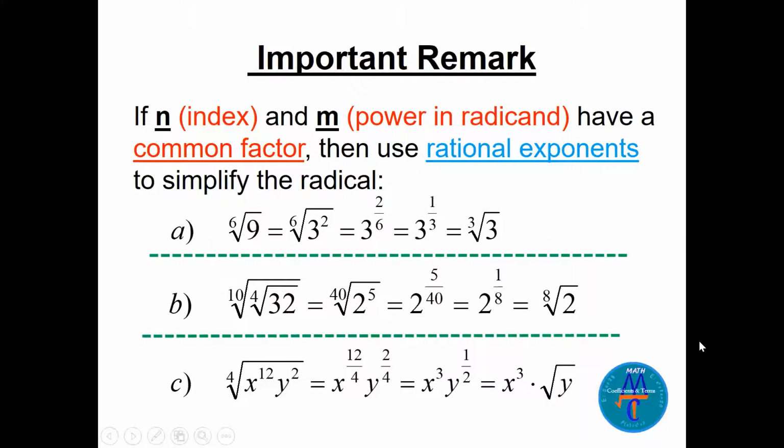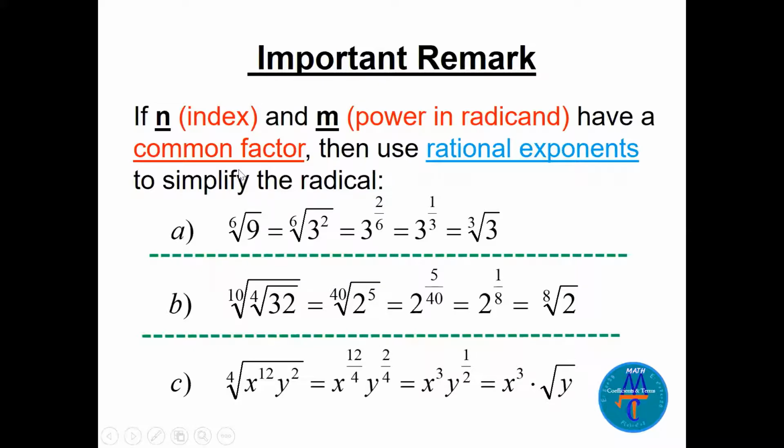Now, important remark here. Please look at the important remark. If n is the index and m is the power, and they have a common factor, look at this example here: 6th root of 9. It looks like a simple answer. How do you know whether you have to simplify more or leave it?